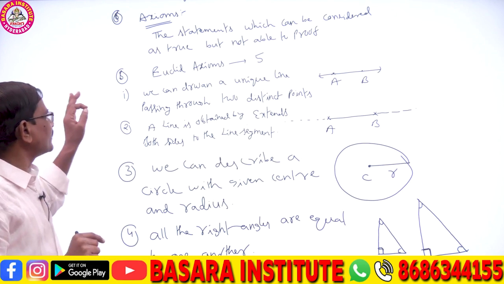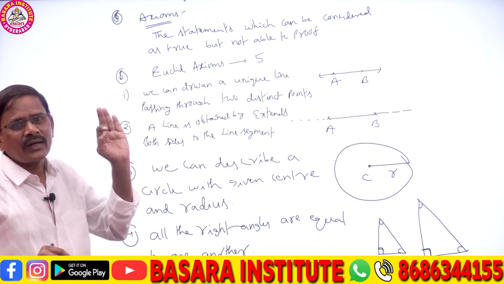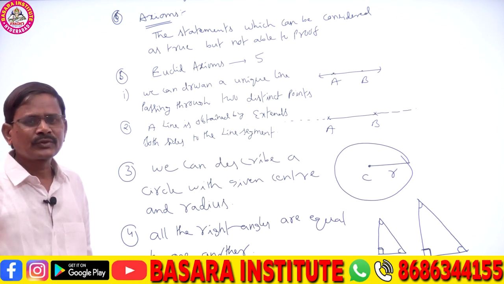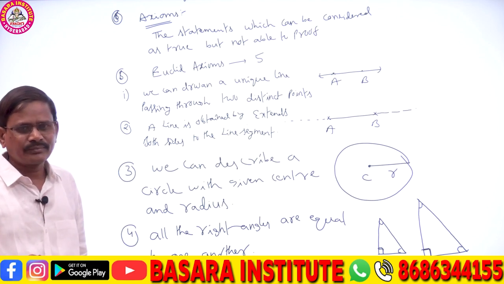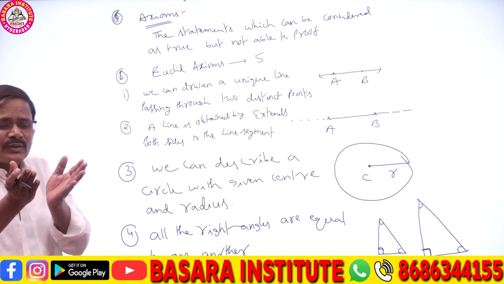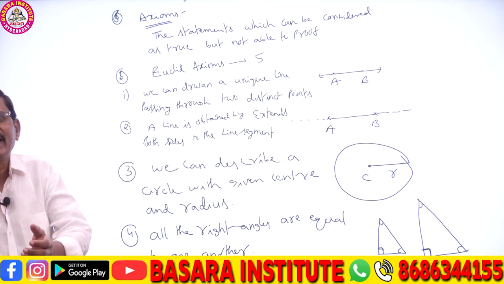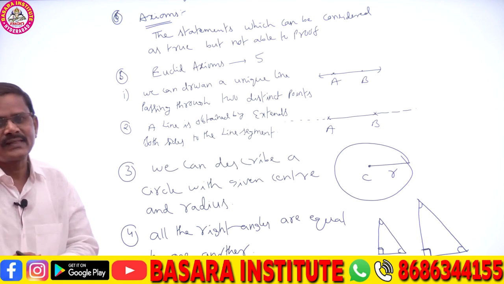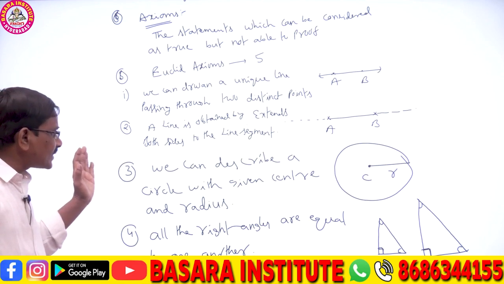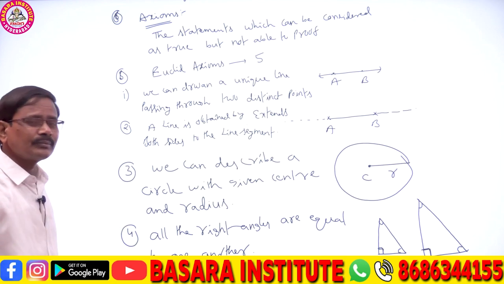So, Euclid's first axiom is we can draw a unique line passing through 2 distinct points in the plane. That is Euclid's first axiom. And what is Euclid's second axiom? When we extend a line segment on both sides, we obtain a straight line. So, a line is obtained by extending a line segment on both sides. That is Euclid's second axiom.